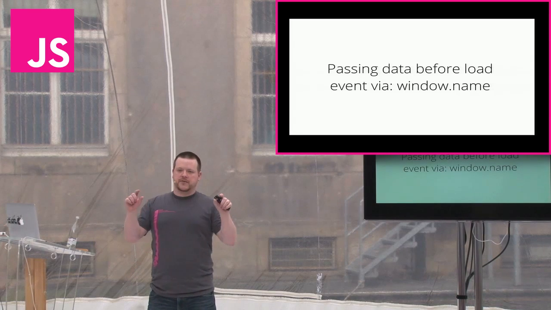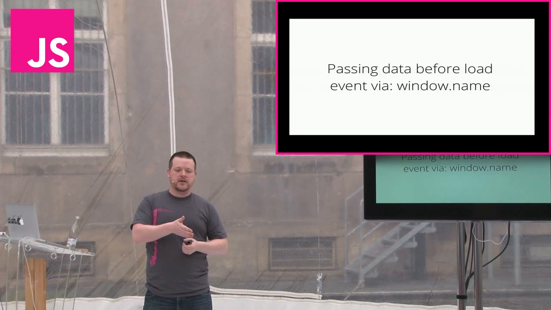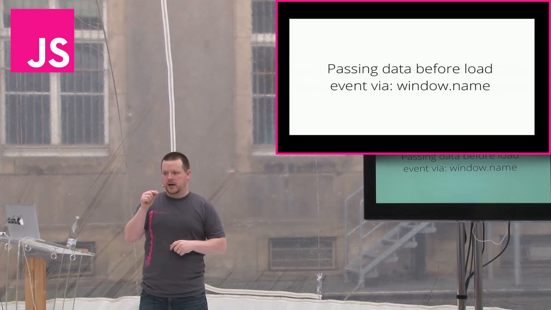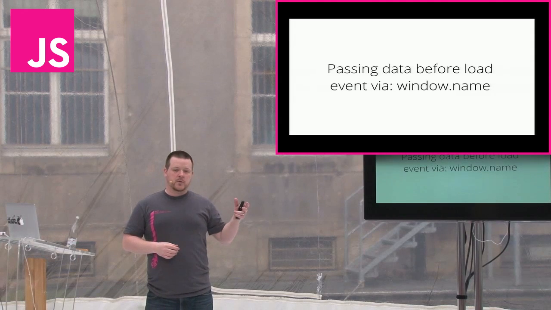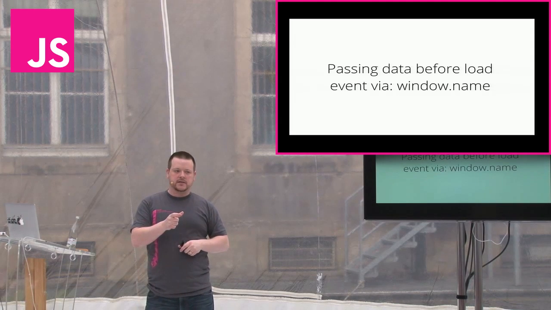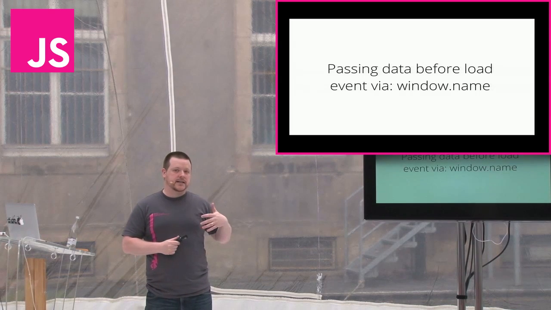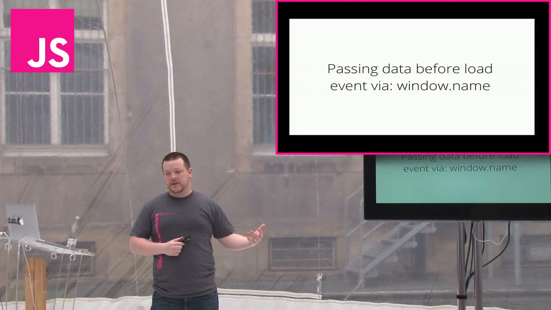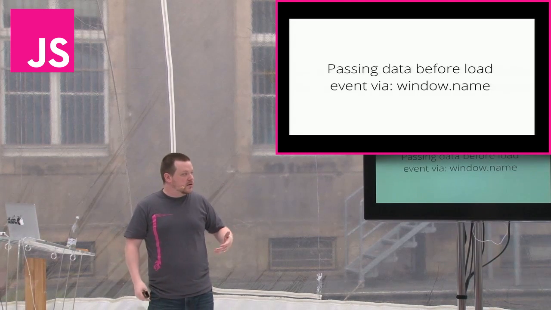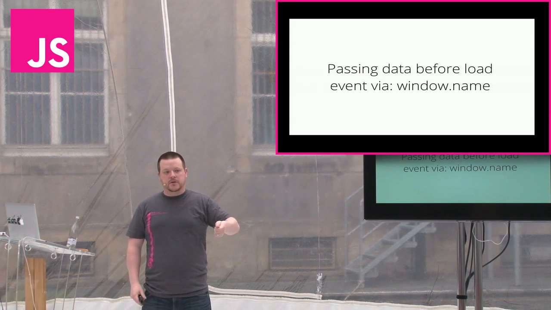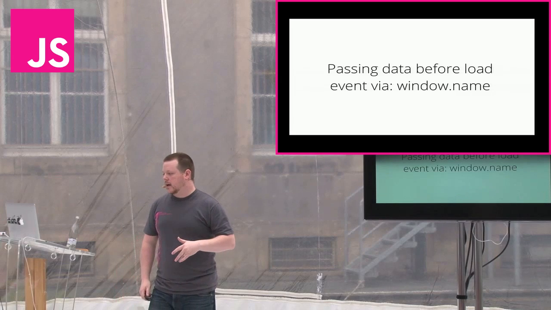So you have an iframe pointing to twitter.com, and if you immediately point to the DOM node and do .name equals some data, like a JSON string, twitter.com will be able to read window.name, and it will contain that data. It's also a way of passing data to an iframe before the actual load event fires. So if it's a long-lasting iframe, you can pass in data to window.name, and it will have it up front, before the DOM has loaded or anything like that.